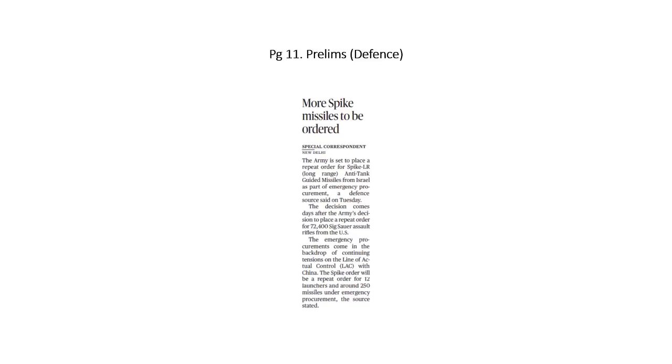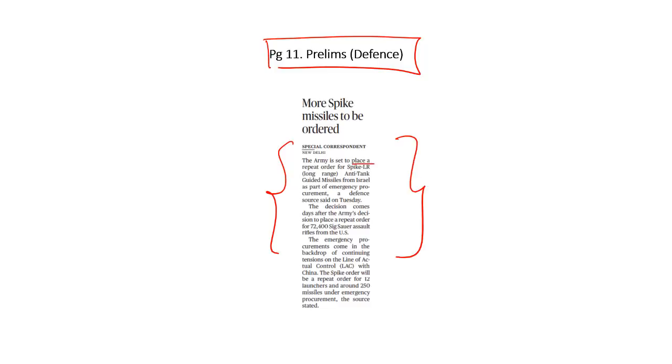This question has been asked because according to this article on page number 11, the Indian Army is set to place a repeat order for the Spike long-range anti-tank guided missiles from Israel, along with the repeat order that the Army has placed for SIG assault rifles from the United States.